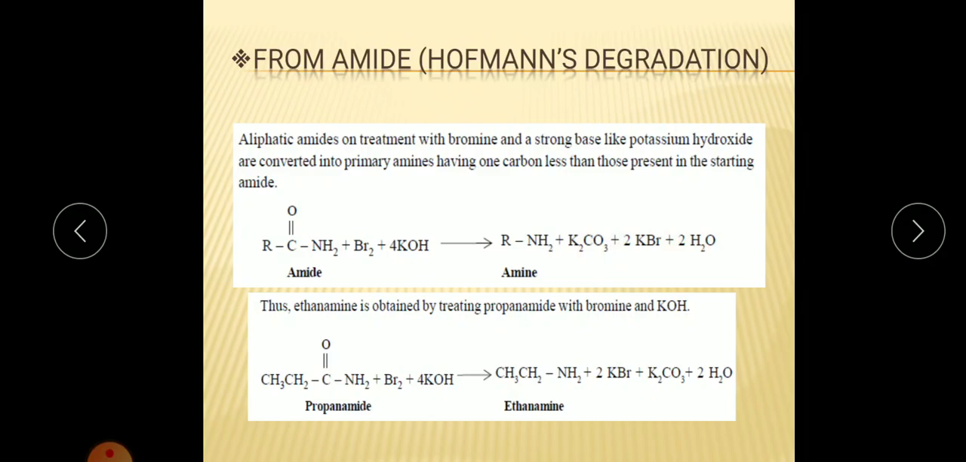This reaction is known as Hofmann's degradation reaction. It is called a degradation reaction because in the product we'll have one carbon atom less. So here we can see that one carbon atom is decreasing. Thus, just to formalize the general equation, we have taken an example. This one is propanamide. When treated with bromine and KOH, it forms ethylamine or ethanamine plus KBr plus K2CO3 plus 2H2O. So this is the balanced equation for Hofmann's degradation reaction. So this reaction is very, very important.